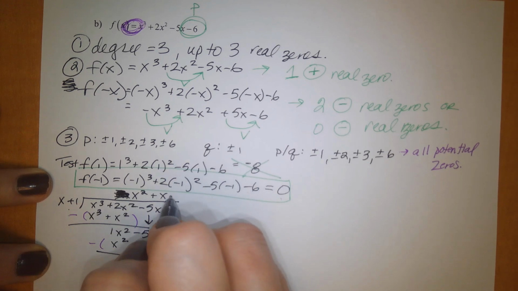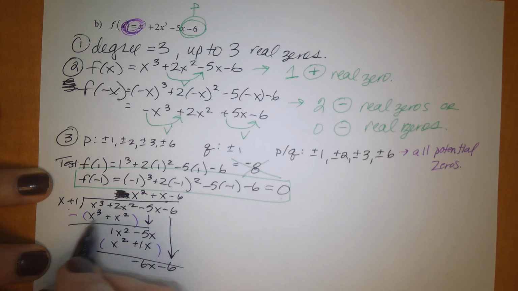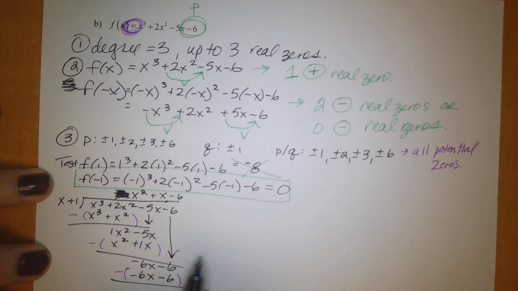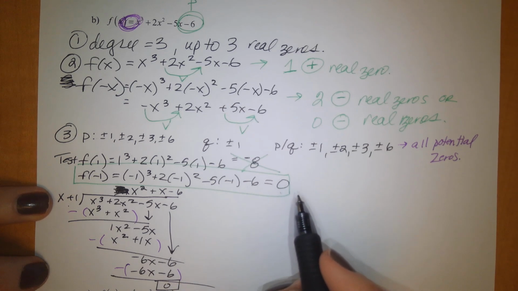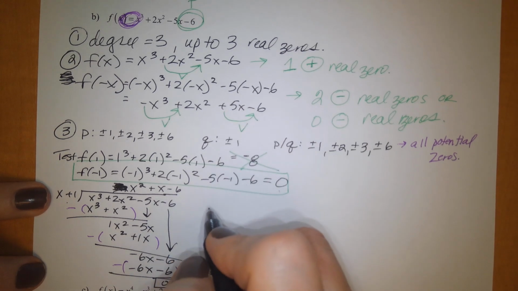X goes into negative x, negative 6 times. So I get negative 6x minus 6. And when I subtract, I get that remainder of 0 that I knew I was going to get up here. Okay? Or I can do synthetic division.